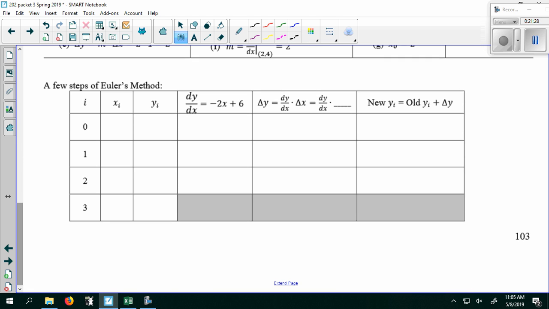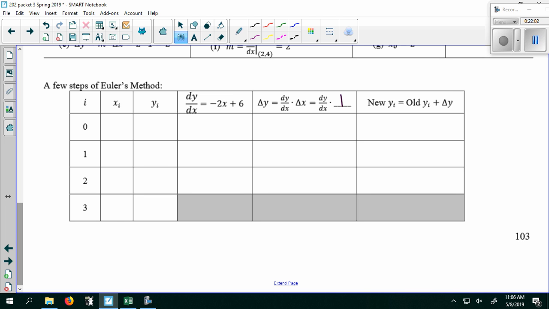So numerically, this is how Euler's method works. We have this chart. I have columns for my x values and my y values, the slope at each of those x and y values. Then I'm going to calculate delta y, which is always the slope times delta x, which in this case, we're going to use delta x as 1. That's something that's always given to you, the size of delta x when you're doing these problems. And then your new y is your old y plus the change in y, delta y.